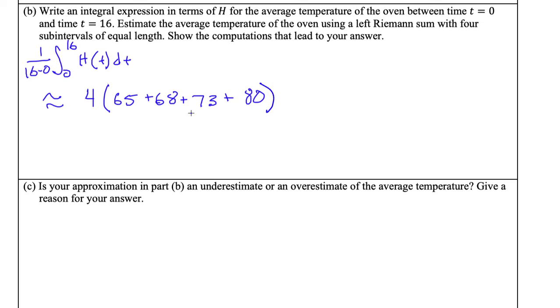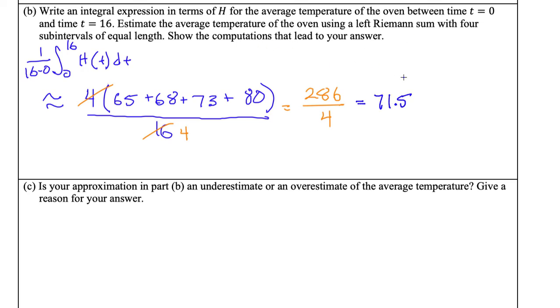That's 286, I think. Hopefully I'm doing that right. And then don't forget to divide by 16. Notice that the 4 and the 16 are going to cross cancel here, so that's going to be a 4 on the bottom. This is now equal to 286 over 4. How do I do this without a calculator? Well, 280 over 4 is 70, so it's equal to 71.5.